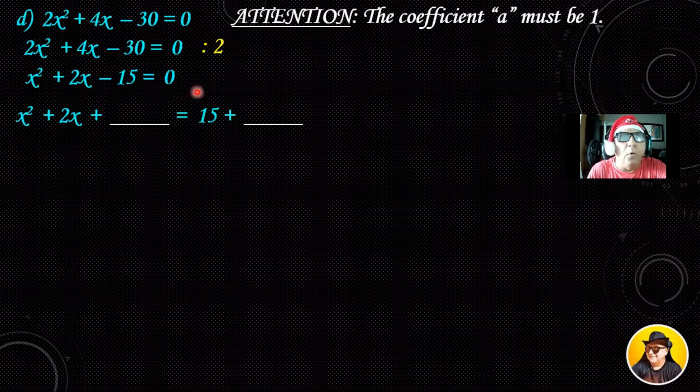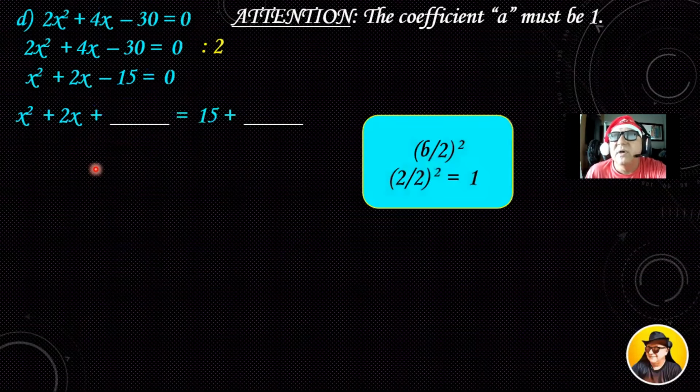So it's done. Well, let's search for numbers here and here that complete a perfect square trinomial. Okay, well, what's b? B is plus 2. So remember, b over 2 squared. So 2 over 2 squared. Well, 2 over 2 is 1, and 1 squared is 1. So the number we are searching for is 1. Okay, and so this on the left side is a perfect square trinomial. Okay, and 15 plus 1 is 16.